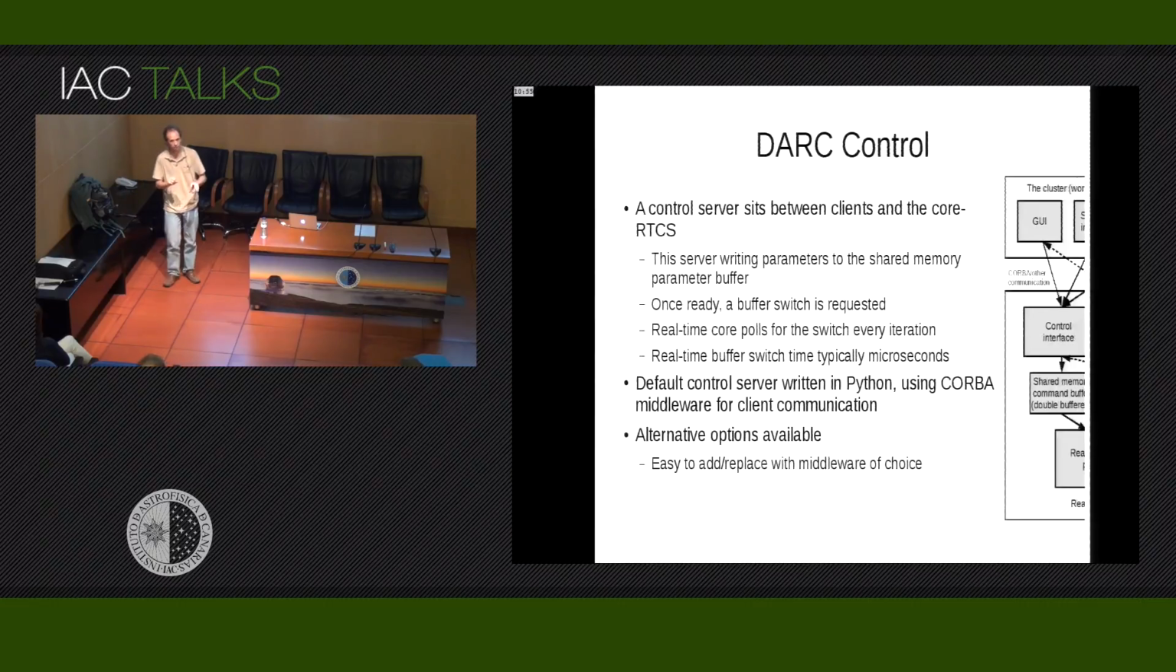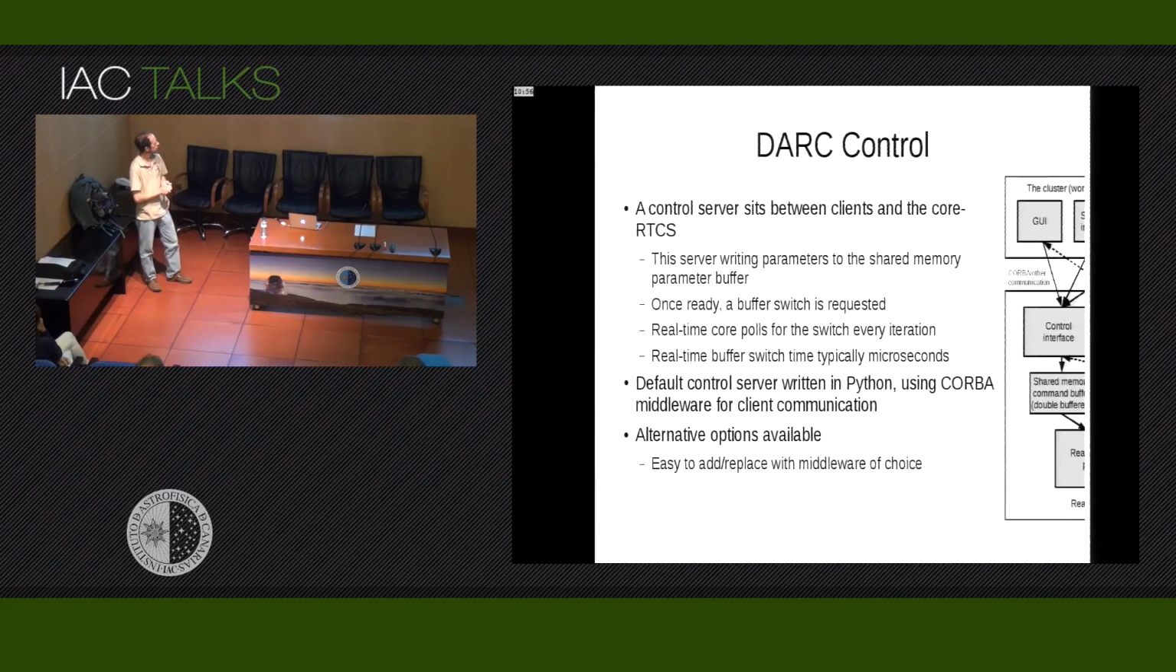The default control server that we use most of the time is written in Python and uses a Corba middleware. That's an industry standard messaging system for client communication. It's easy, and because it's a modular system, you can easily take out that control server and insert another one.